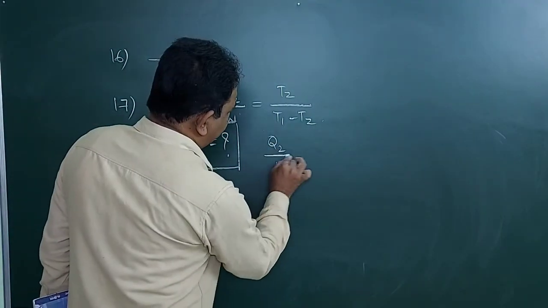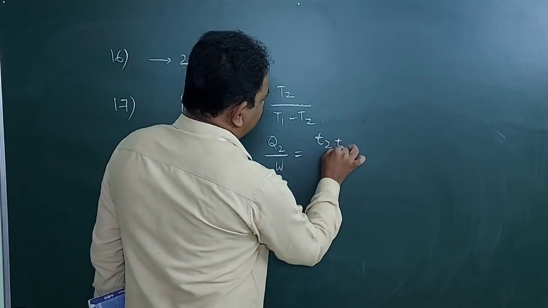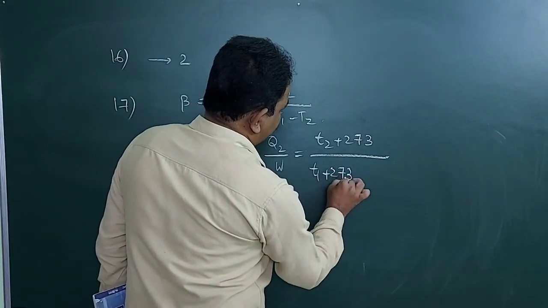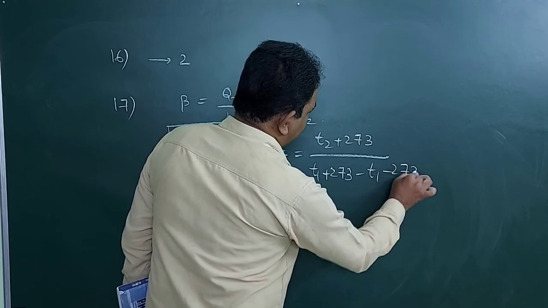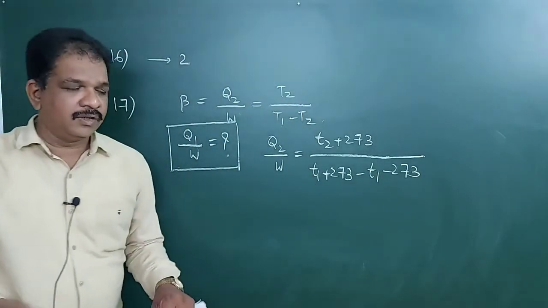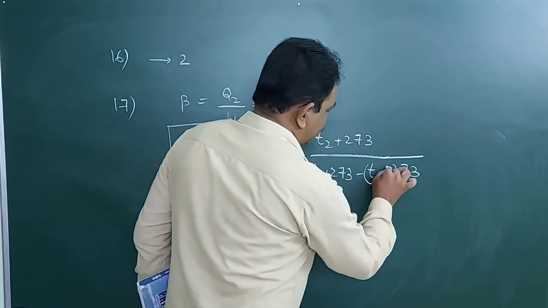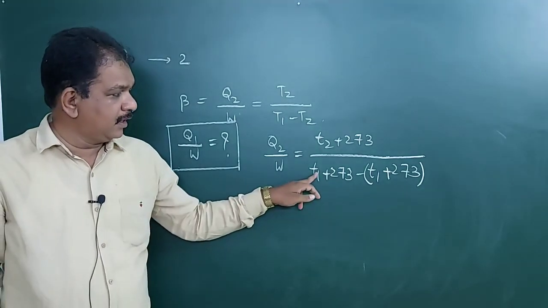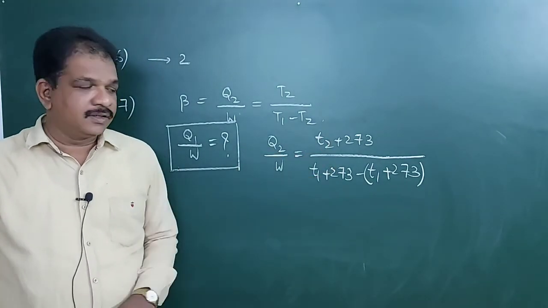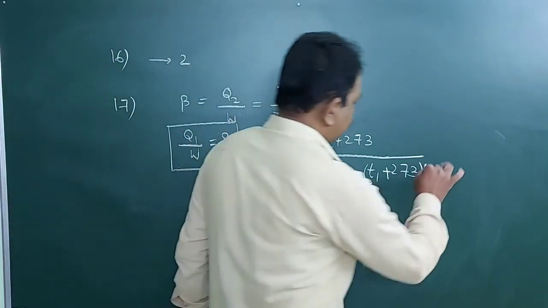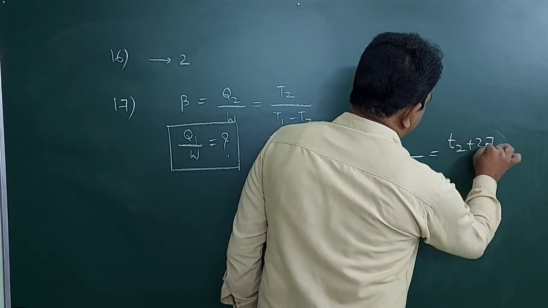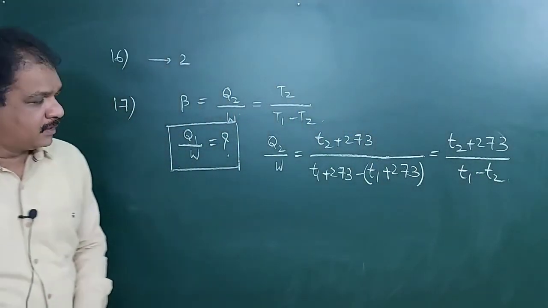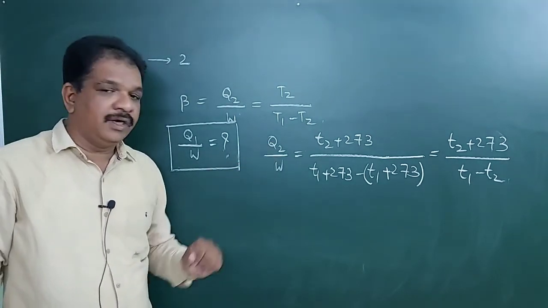Q2 by W is equal to T2 plus 273 by T1 plus 273 minus T2 minus 273. Since the temperature is in degree centigrade, we are converting that temperature into Kelvin. So this is T2 plus 273 by T1 minus T2. That is Q2 by W.